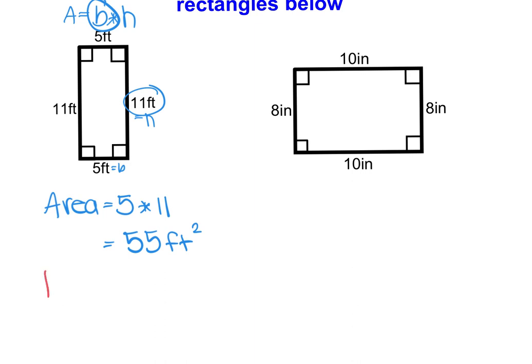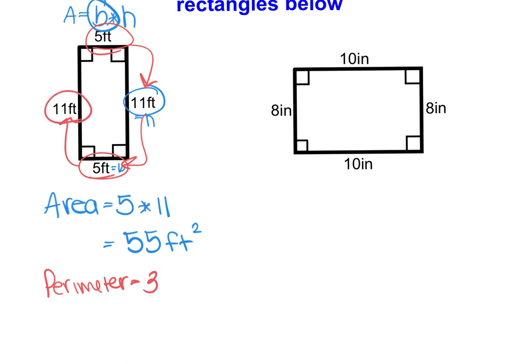Now, my perimeter, on the other hand, if we remember what perimeter is, perimeter adds up all of the side lengths together. So we have 5 plus 11, which is 16, plus 5 more, which is 21, plus 11 more, which is 32. So our perimeter is 32, and it's just normal feet because it's the distance around.